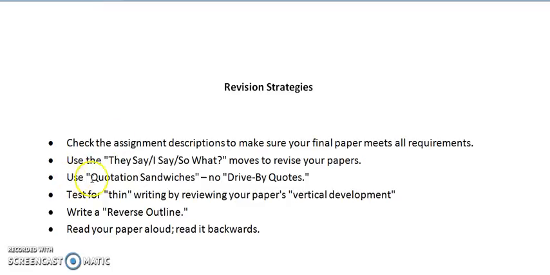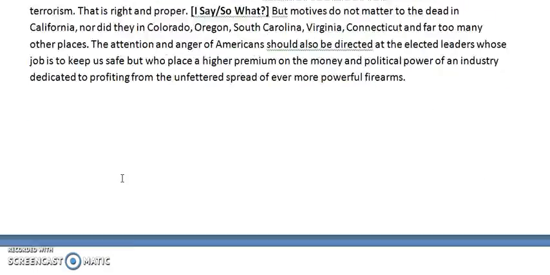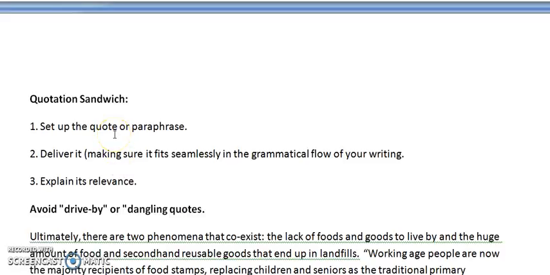Something else we learned from the They Say, I Say book is the quotation sandwich. This is a way to go through your paper, look at where you've quoted or paraphrased material, and make sure that each time you do so you're using a quotation sandwich. Now, what is a quotation sandwich? If you don't remember, it's the top part of the bread on top: set up the quote or paraphrase. The meat in the middle, or if you're a vegetarian, the peanut butter or the cheese: deliver it, making sure it fits seamlessly in the grammatical flow of your writing. That is, deliver the quotation or the paraphrase. And then finally, the bottom piece of bread: explain its relevance.